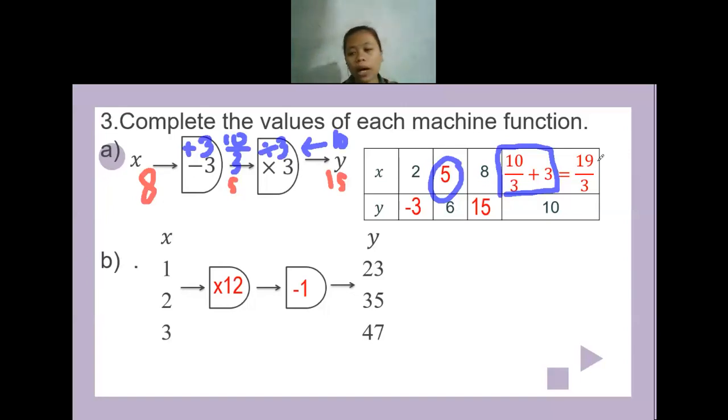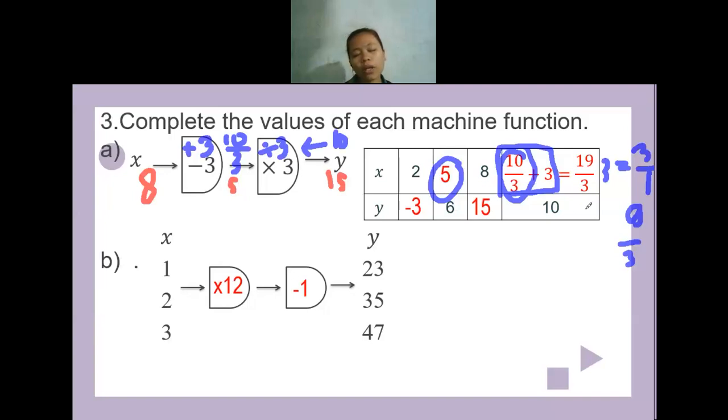3 means 3 over 1. The other one already has the denominator 3, so we can multiply the 3 over 1 by 3 on top and bottom. 3 times 3 equals 9. 1 times 3 equals 3. When the denominator is the same, we can add 10 over 3 with 9 over 3. 10 plus 9 equals 19. The denominator remains the same, which is 3. So the final answer is 19 over 3.